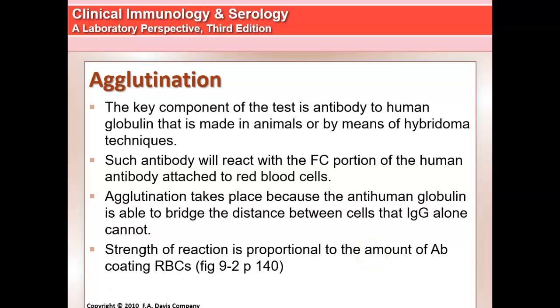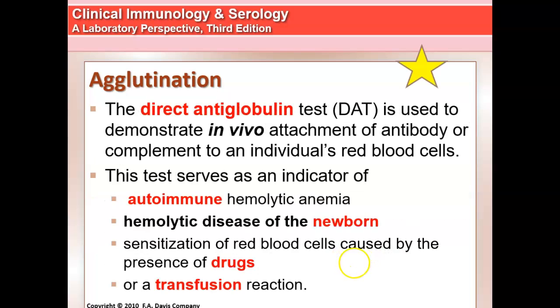red blood cells. The key component of the test is antibody to human globulin that is made in animals or by means of hybridoma techniques. Such antibody will react with the Fc portion of the human antibody attached to red blood cells. Agglutination takes place because the anti-human globulin is able to bridge the distance between cells that IgG alone cannot. Strength of the reaction is proportional to the amount of antibody coating red blood cells.